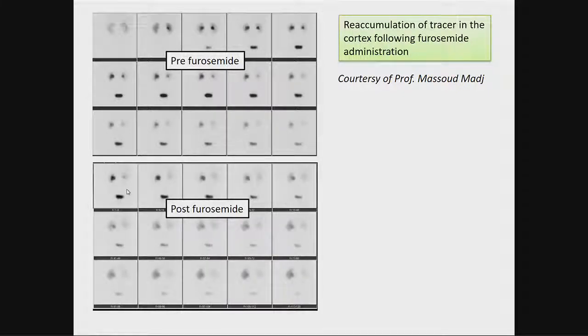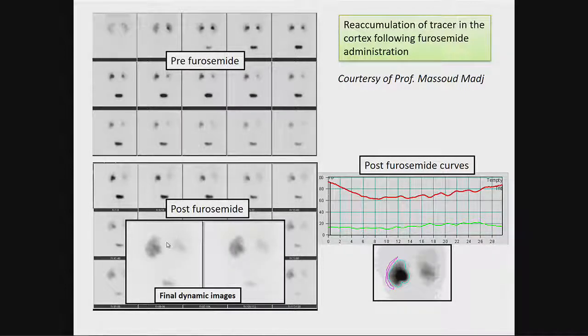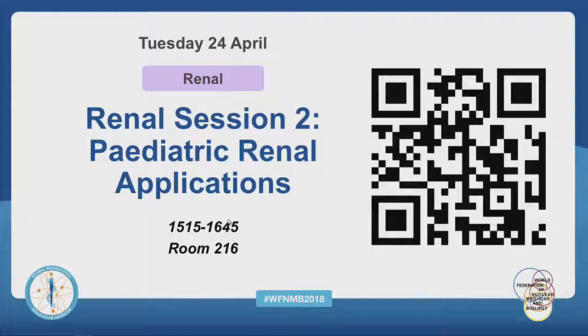Now, after Lasix administration, if you follow the images, you see something very interesting occurring. You see this tracer actually filling back the cortex. If you compare this late image to this image, and this is also reflected in the curves when there's a rise in the curve. And this is just to blow up those final images showing you tracer activity in the cortex, which is actually due to reaccumulation. So this is a red flag. And that's it. Thank you.